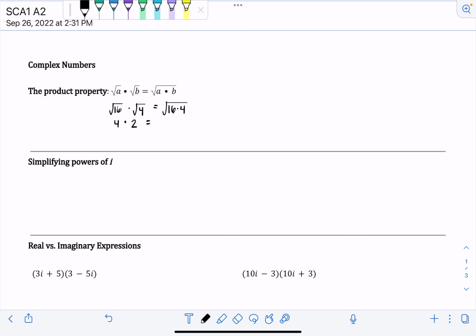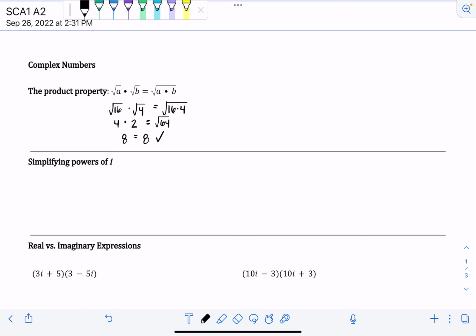And then over here, the square root of 16 times 4, I can multiply those. That's 64. And then 4 times 2 is 8. If I take the square root of 64, that is 8 also. So it proves how that property works.